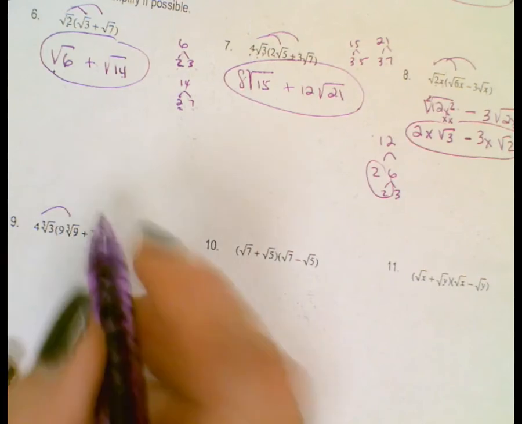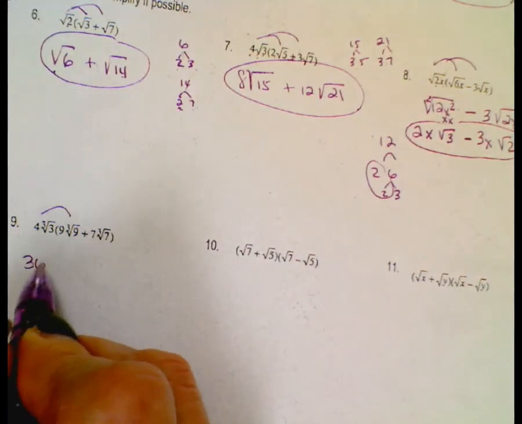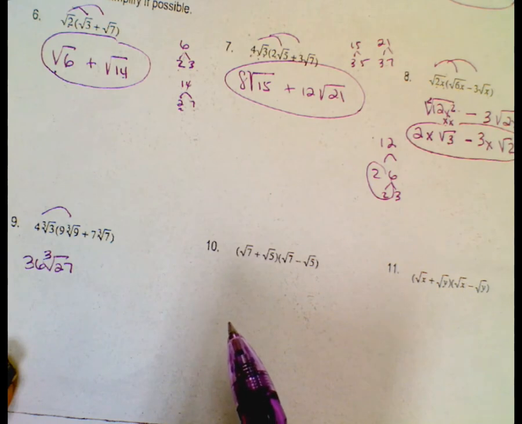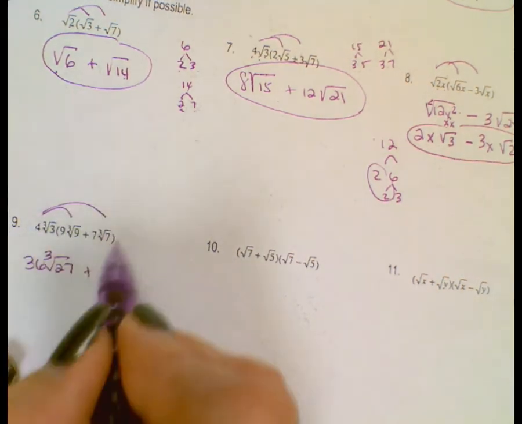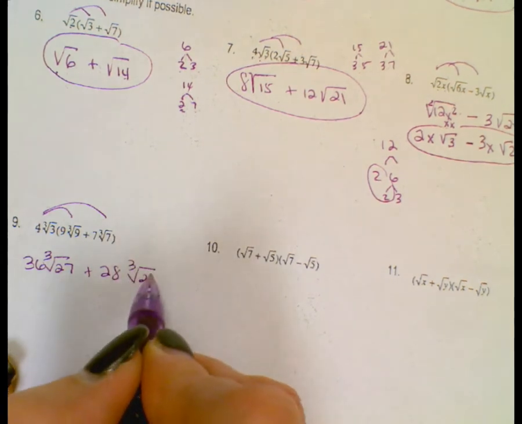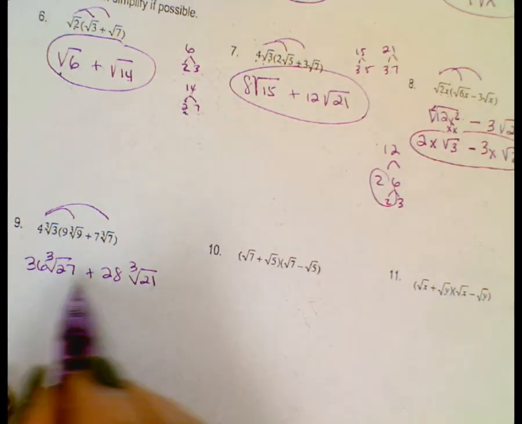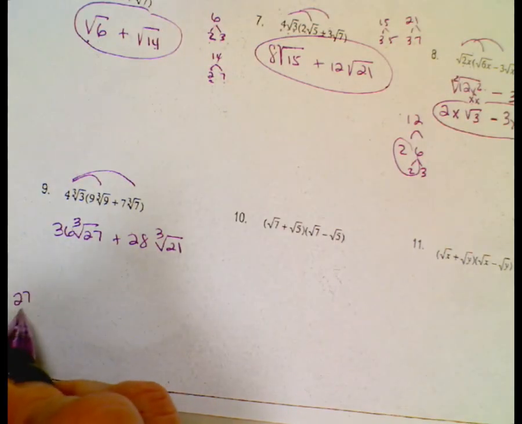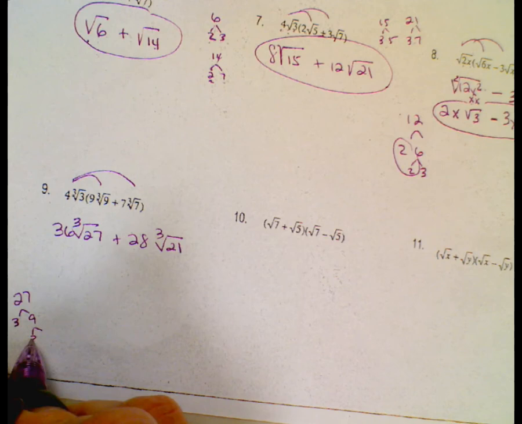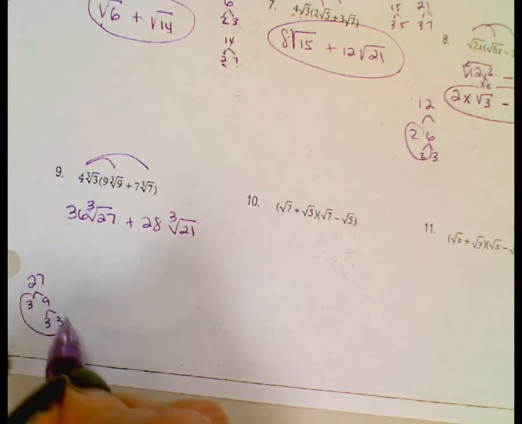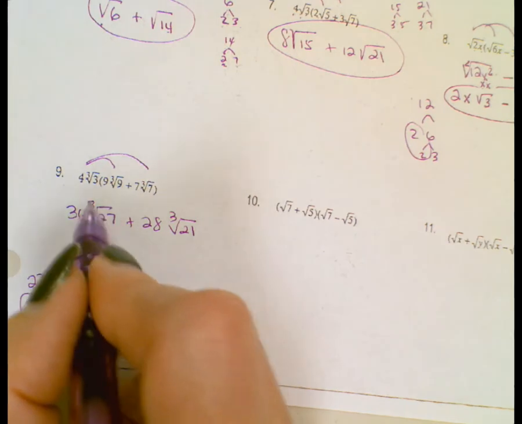Number 9 is 36 cube root of 27 plus, distribute this, 4 times 7 is 28 cube root of 21. So right now they're not like radicals, but we can maybe simplify this. 27 is 3 and 9, which is 3 and 3. Now notice this is a cube root. There are 3 of the same number here. So a 3, this whole thing's going to cancel.